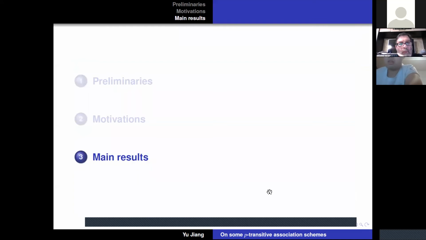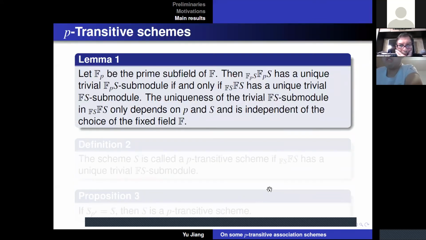Now, let us consider the main results. Firstly, I want to give the following lemma. We want to introduce what p-transitive schemes are. In Lemma 1, let F_p be the prime subfield of F. Then we consider the regular F_pS-module. We know the regular FS-module, but we also have this regular F_pS-module, where the algebra is just the adjacency algebra of S over F_p. So we also have this module.